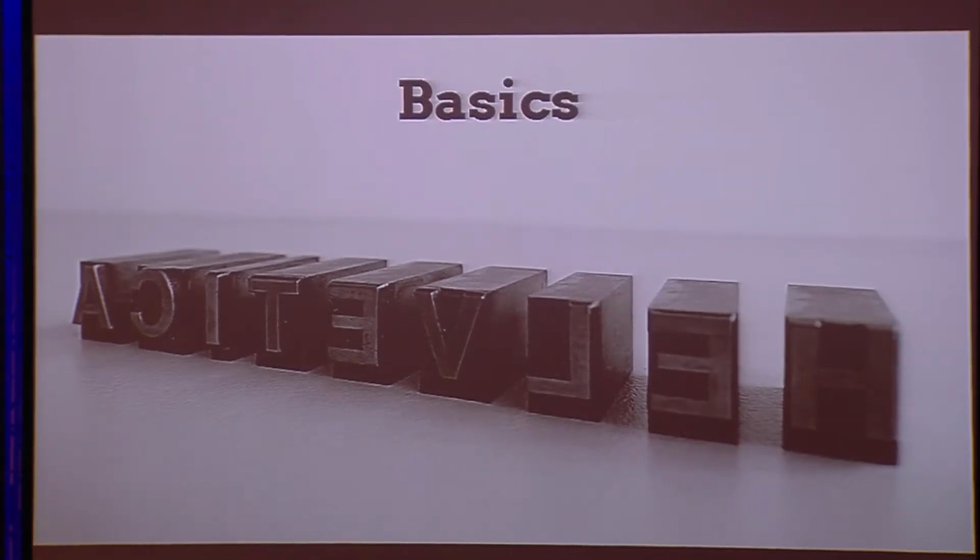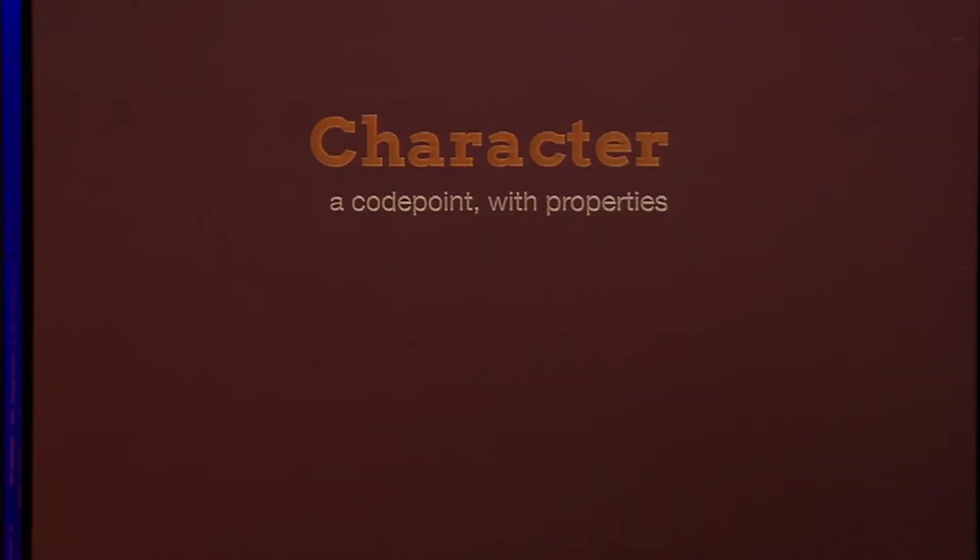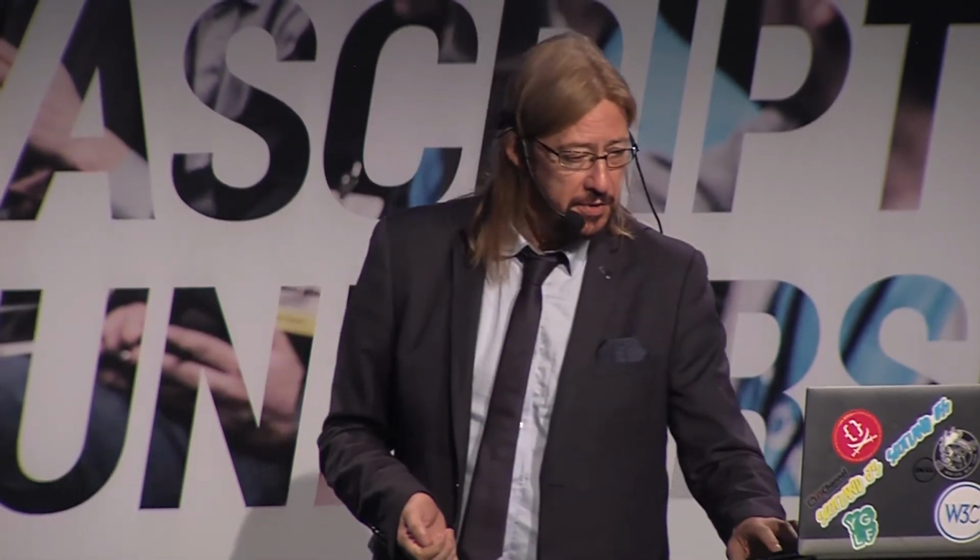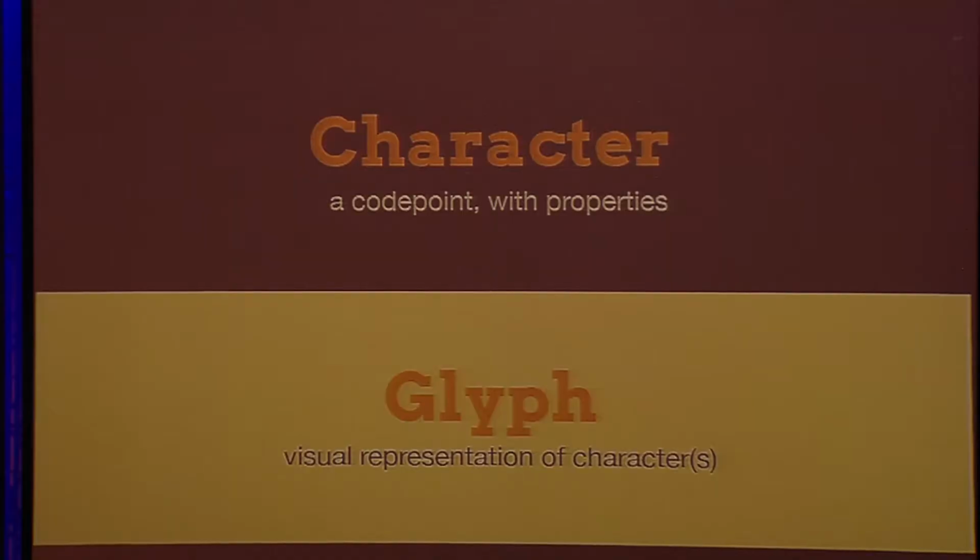So, basics. And now you know what this image is, right? You know this is metal type that was used in the printing press. Good. So, a character is the first thing. What is a character? It is a number, it's a code point, and it has properties like it is an uppercase letter, it is a numeral, this sort of thing. And this should be distinct from a glyph, which is the visual representation of characters.